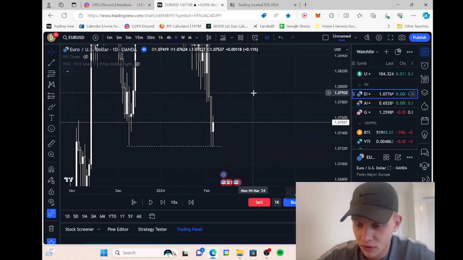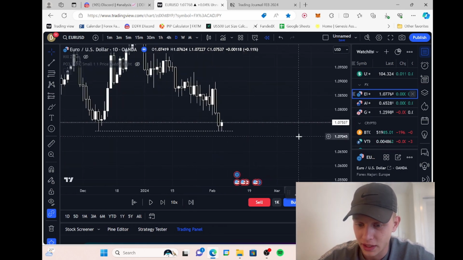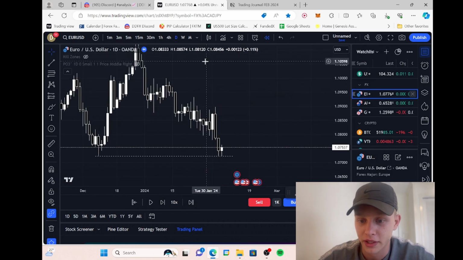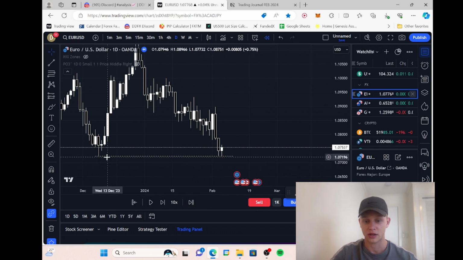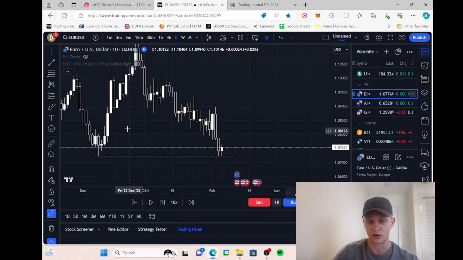So basically, I was looking at the daily. We had these relative equal lows here. You could see that we were in a trending down market. So that just made me think that price has more momentum to go to the downside, as there is liquidity being built up right there.